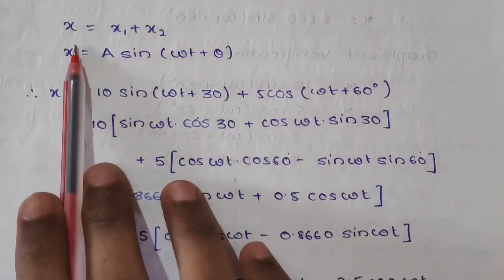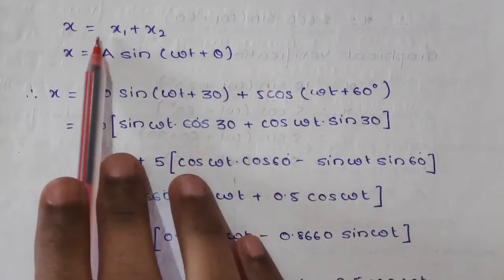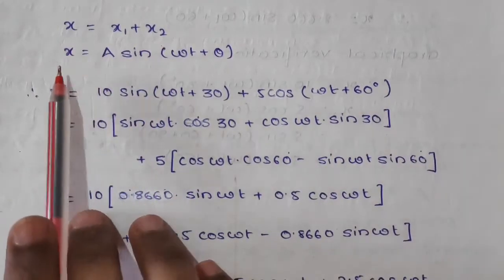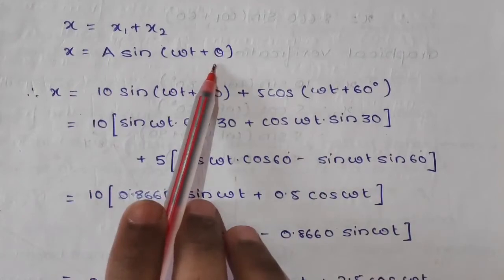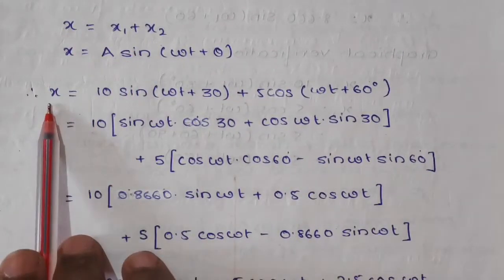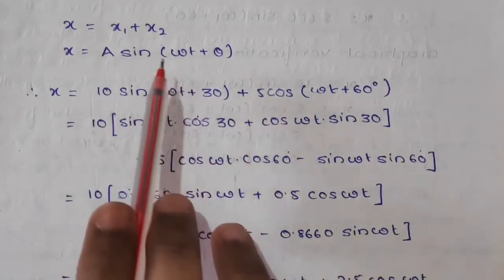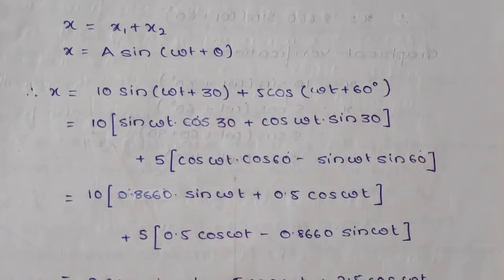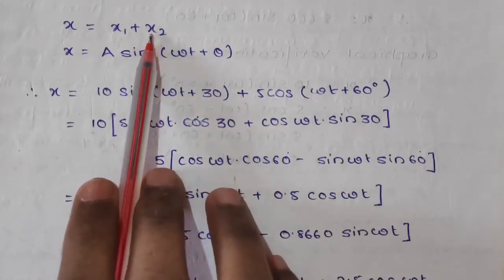Here we take x is equal to x1 plus x2, that is, the resultant harmonic motion will be the sum of the given two harmonic motions. Also we know that the equation for harmonic motion is x is equal to a sine (omega t plus theta). So I substitute in the equation: for x1, 10 sine (omega t plus 30), and for x2, 5 cos (omega t plus 60). These are in degrees.